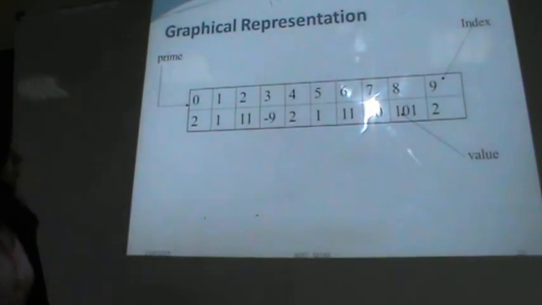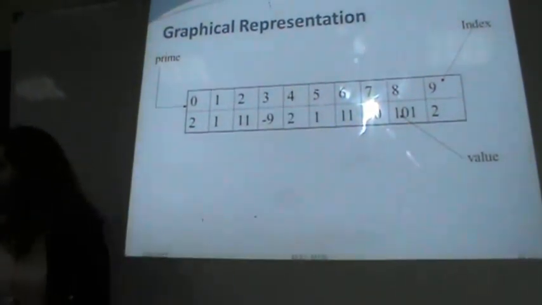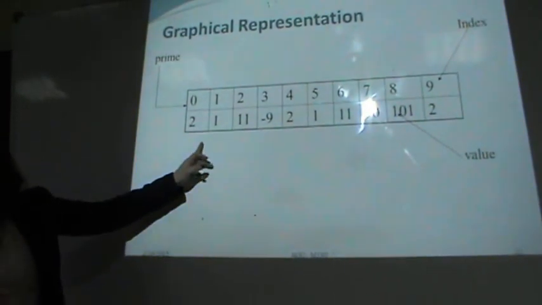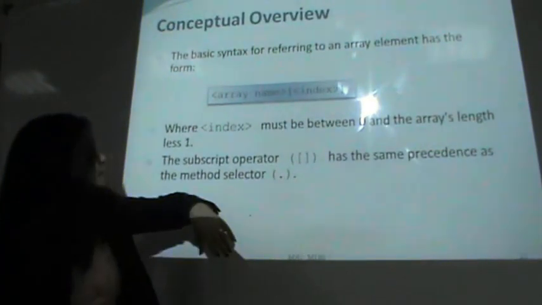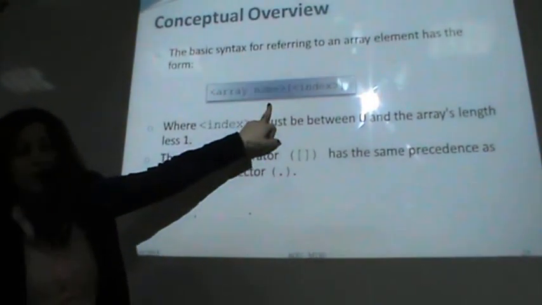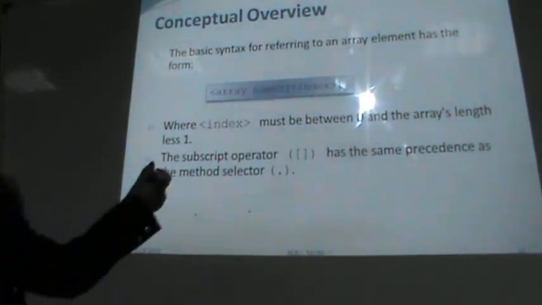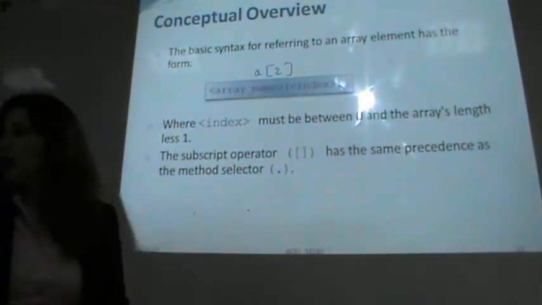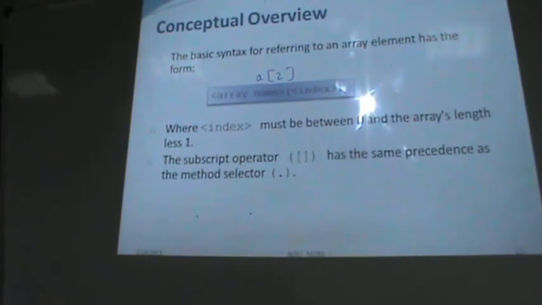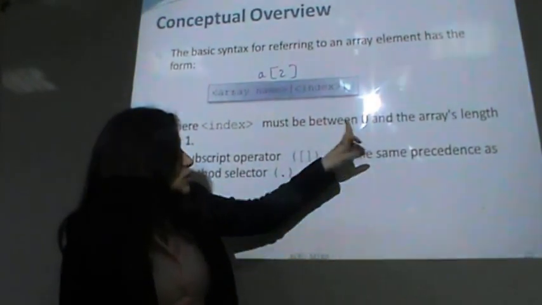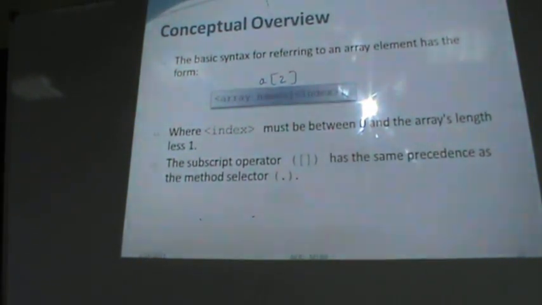Here is the graphical representation of an array. As you can see, here are the indexes. If there are 10 elements, they go from 0 till 9, and at each index we have a certain value. The basic syntax for referring to an array element has this form. Okay, we put the array name and the index, then we are referring to a certain element inside the array. Okay? Array name, for example, a, index 2, a of 2, which means the third element at index 2. Why the third element? Since we are starting from 0. Where index must be between 0 and the length minus 1. Why length minus 1? If we have 10 elements, they go from 0 till 9.